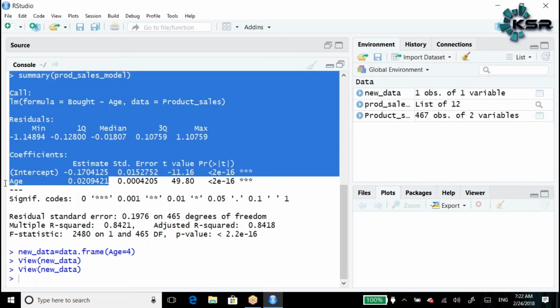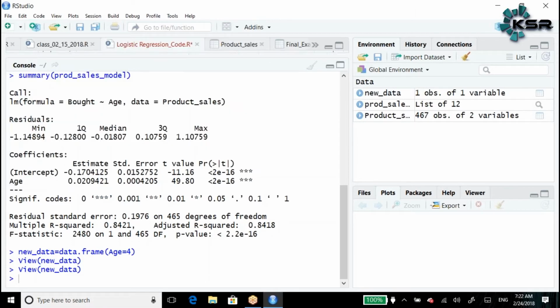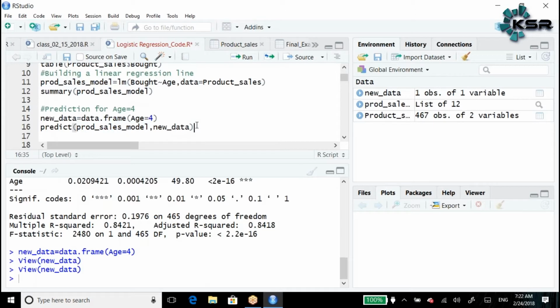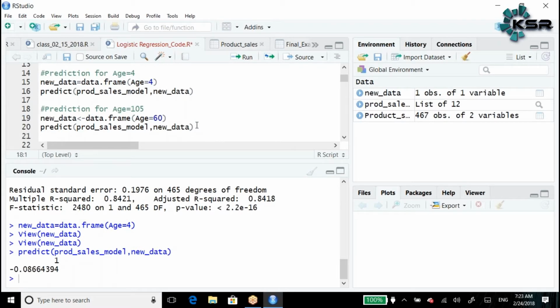0.02 is nothing but the age estimate. So when we are checking the predicted value of new data, where the age is 4, what do we get? Minus 0.08. Are we getting the same result manually? If you do the same thing manually, we get the same result. How do you think a 4-year-old kid may buy the product? It is not possible. What about a 60-year-old guy? Do you think he can buy the product? Definitely. He just retired from the office, so he might definitely buy the product.